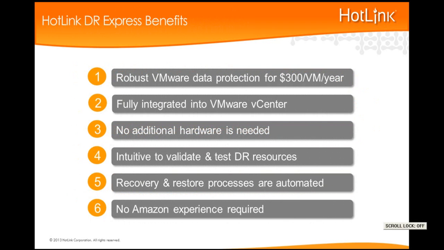To sum it up, HotLink DR Express is the most economical VMware business continuity and data protection solution available. Costing only $300 per VM per year, it is fully integrated into VMware vCenter, enabling seamless operations, easy testing, and intuitive use. By using Amazon as the VMware mirrored site, no extra hardware is required, significantly reducing the cost of comprehensive data protection and making business continuity practical for all virtual machines, not only an elite few. Lastly, the HotLink transformation technology makes using Amazon as simple as your existing VMware environment.